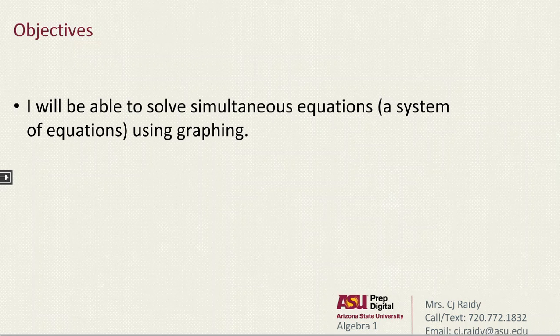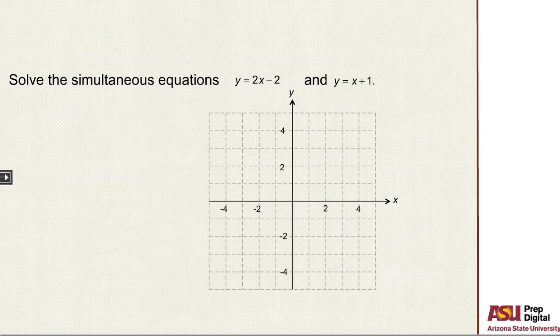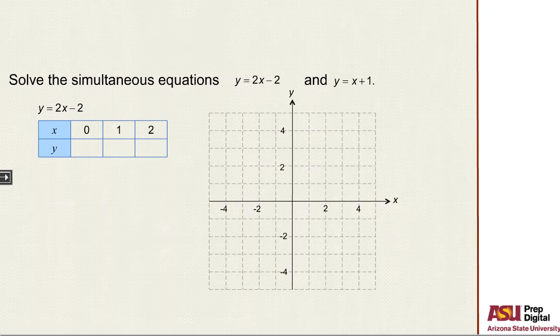This video will explain how to solve simultaneous equations by graphing. These are also known as systems of equations, and so we're going to be solving for a point that makes both equations true. Now, what's nice about graphing is you actually see the solution. So if you can graph two lines, the solution is where the two lines intersect. And so we have these two equations here.